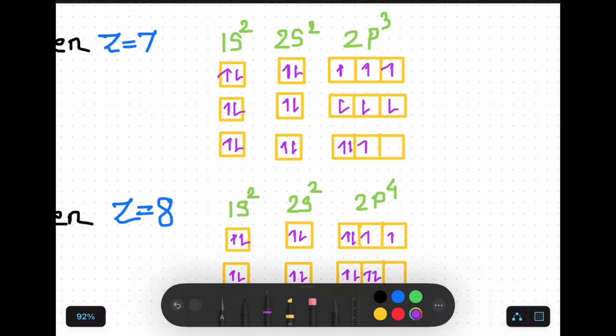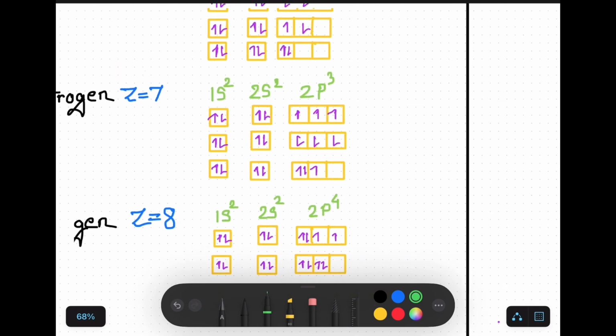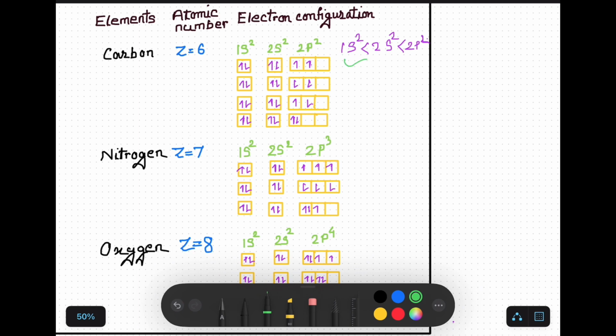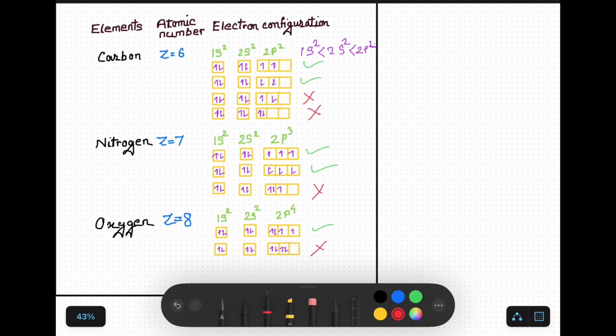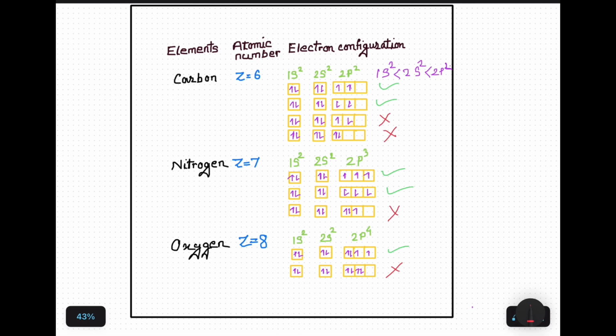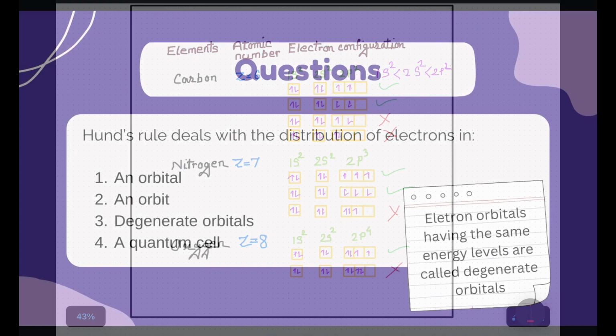So friends, you can see in this diagram, this configuration is correct. This is also correct. This configuration is correct. This is also correct. And for oxygen, this is correct. But this is wrong. This is wrong. This is wrong, and this is also wrong. So here is the chart. So friends, you can draw this chart in your notebook.